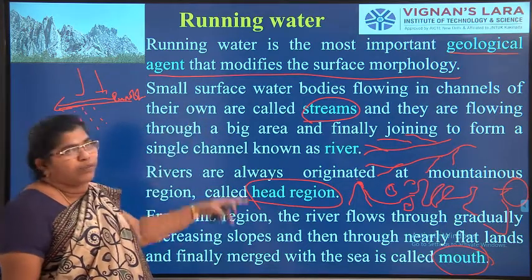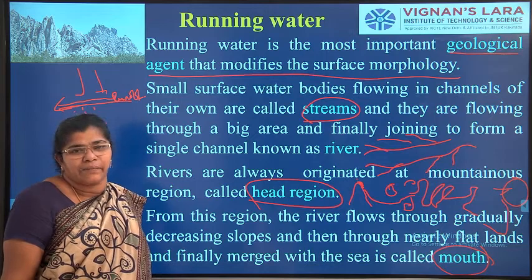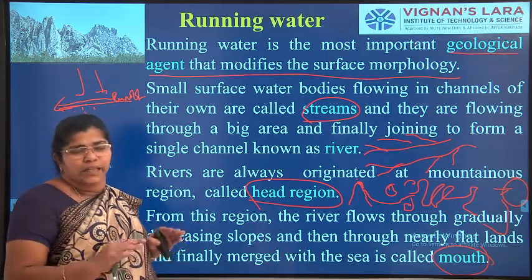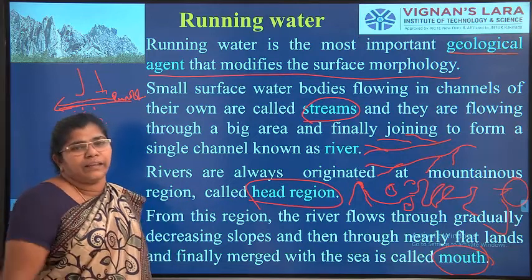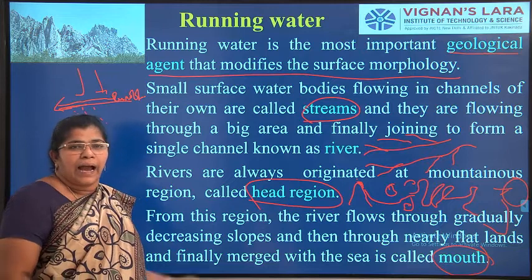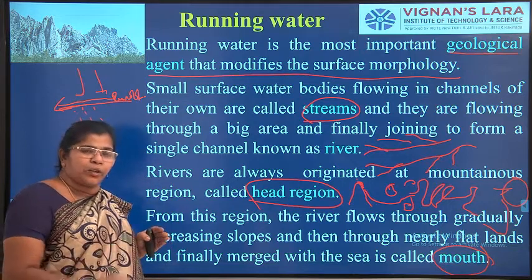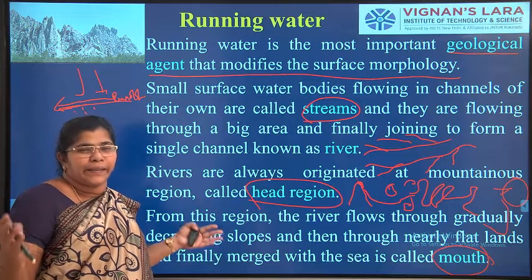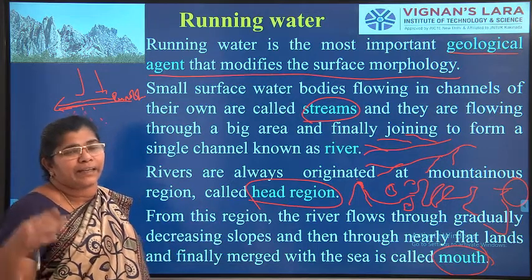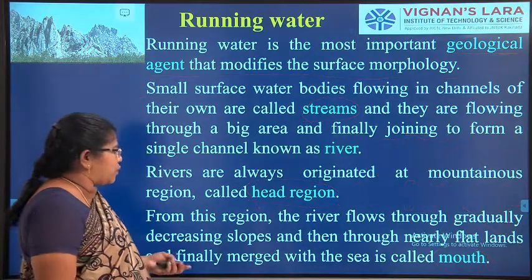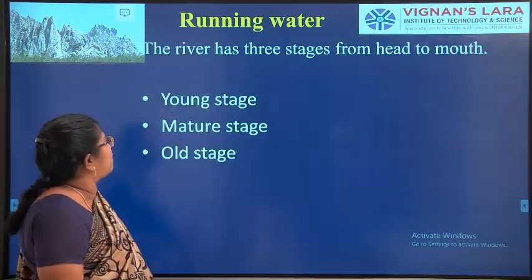So what are the four things that we saw? One is the streams. A stream is a shallow water body. All the streams go and join with the rivers. The river originates from a mountain, called the head, and runs through the plains, mountains, hills, cities and villages, and at last reaches the sea. That part we call the mouth. So there is the head region and the mouth region.